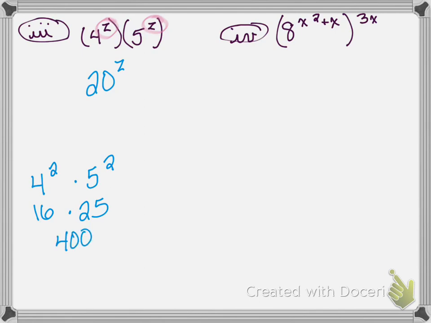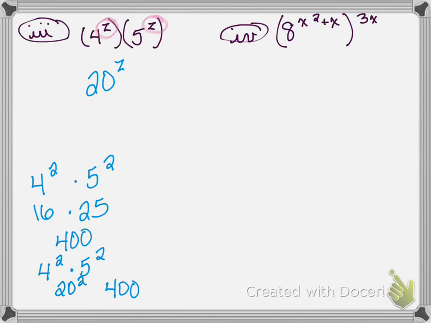Okay, so I did 4 squared times 5 squared. Now, if I do 4 times 5 and then square both of those, I would get 20 squared, and 20 squared is 400. And so that is what is going on here. The only reason that is allowed is because the exponent is the same. If the exponent wasn't the same, I couldn't do that.